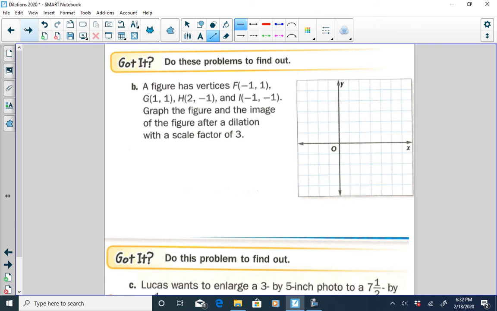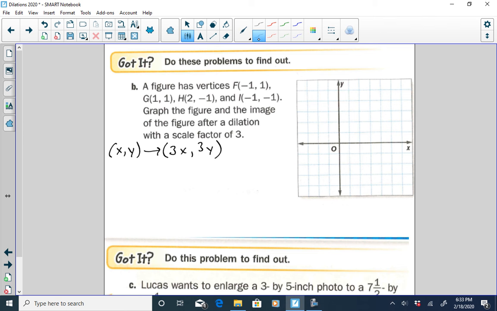Let's take a look at the next example. A figure has vertices at -1, 1; 1, 1; 2, -1; and -1, -1. Graph the figure and the image of the figure after a dilation with a scale factor of 3. Well, let's write our rule. We talked about it in the introduction. x, y goes to 3x, 3y if my scale factor is 3. So we're doing an enlargement because we're using a scale factor that's greater than 1.